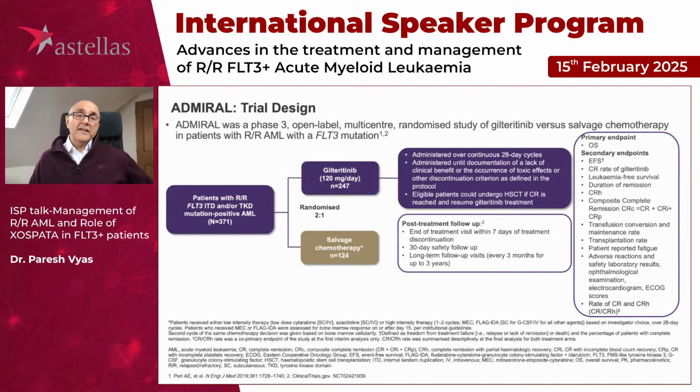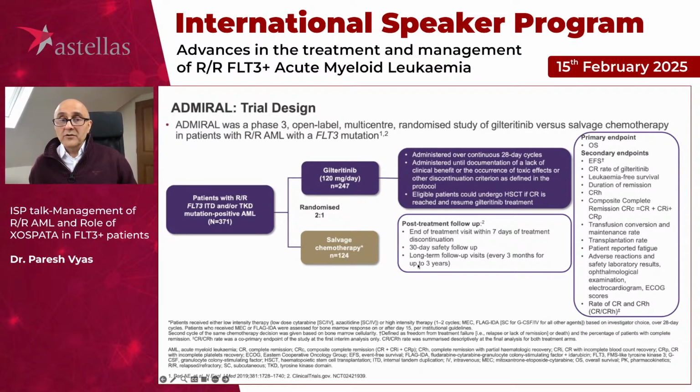Let's just talk about the Admiral trial. This was the pivotal phase 3 open-label multi-center randomized study of gilteritinib versus salvage chemotherapy. It included non-intensive therapy in a minority of patients. All patients had mutation-proven relapse refractory acute myeloid leukemia. There were 371 patients, a large trial, randomized 2-to-1 between gilteritinib 120 milligrams once a day and salvage chemotherapy.